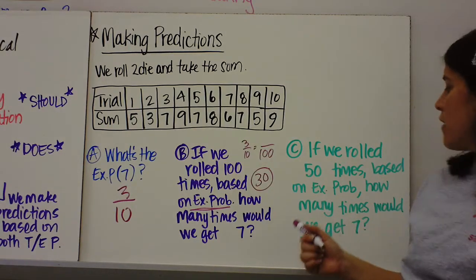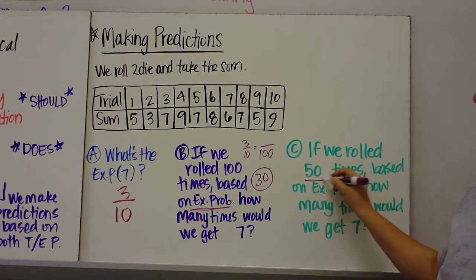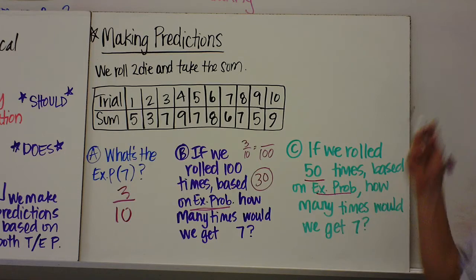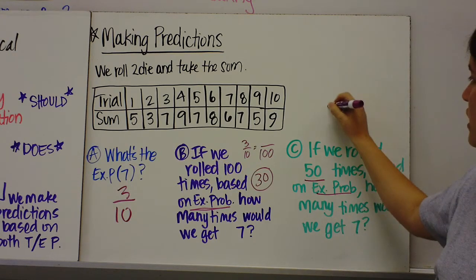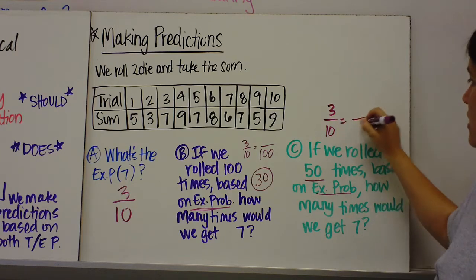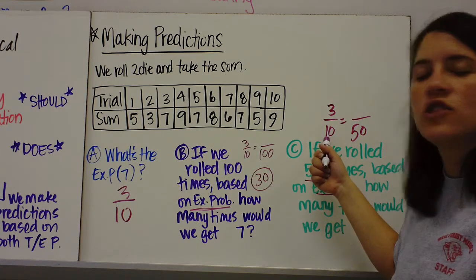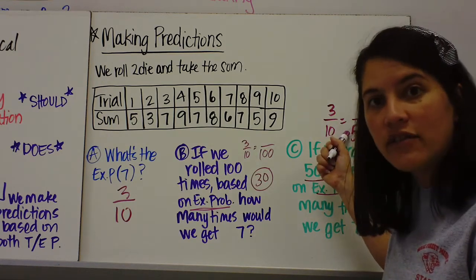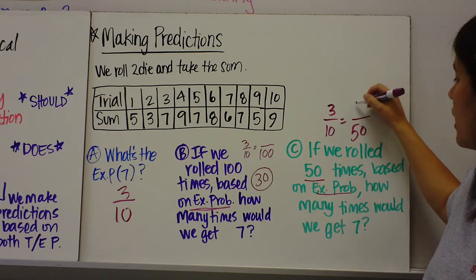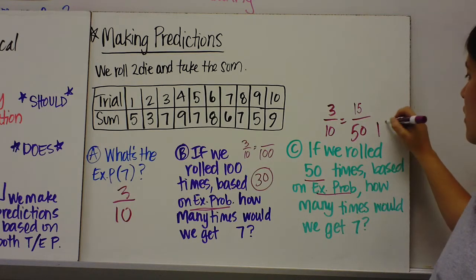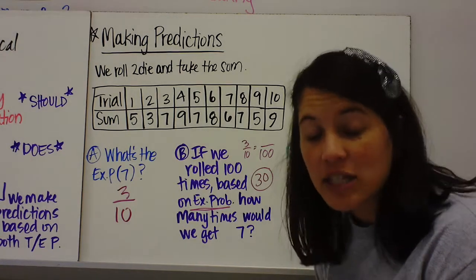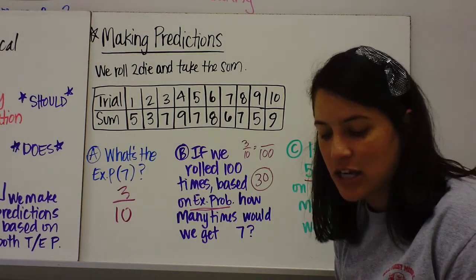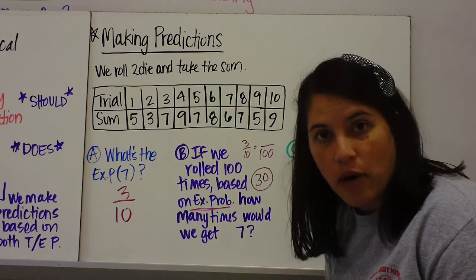Okay, so C. If we rolled it 50 times, based on experimental probability, how many times would you get a 7? So again, I need to use 3/10. This time I have a 50. So 10 times 5 is 50, so 3 times 5 would be 15. So I would expect that to happen 15 times based on my experimental probability.